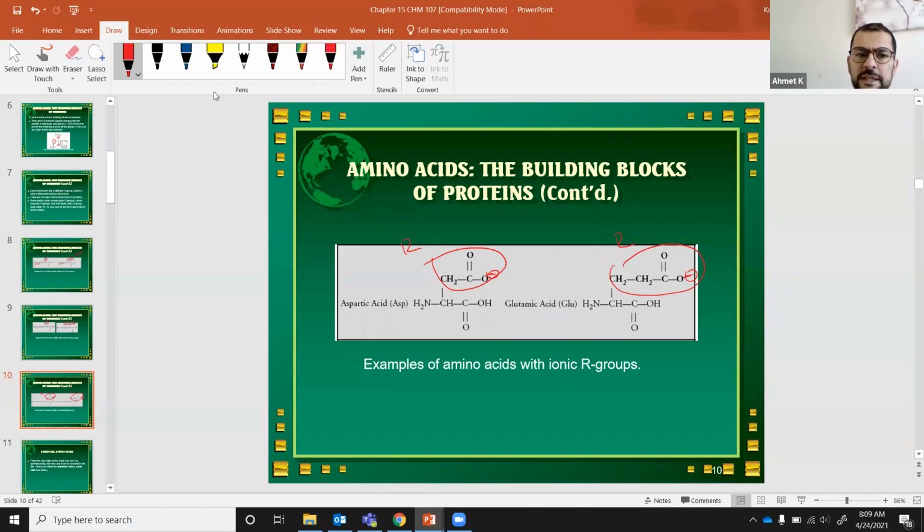But as you can see, with all of these amino acids, one thing doesn't change. You have an amine group here, and then you have a carboxylic acid, and then there's a CH in the middle. You see that, right? Everything is the same, except the R group, basically.